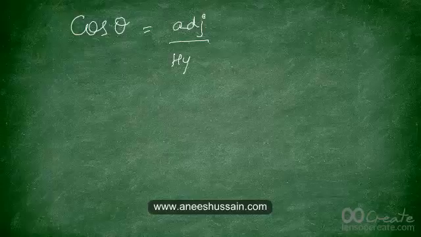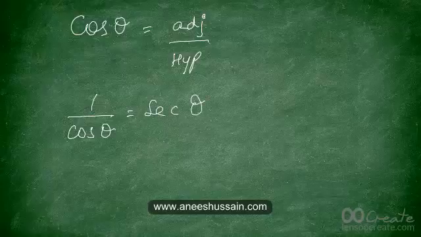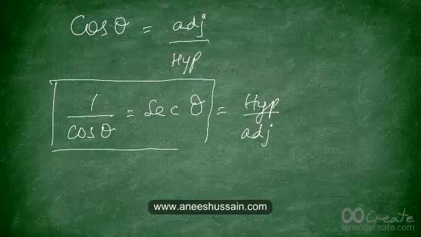Now we also know that cos of theta is equal to the adjacent side divided by the hypotenuse. And in the same way that we had the reciprocal of the sine, we have the reciprocal of the cos. So that's 1 upon cos theta, which is also known as sec of theta. And that is equal to the ratio between the hypotenuse and the adjacent side. So 1 upon cos theta is known as sec theta.